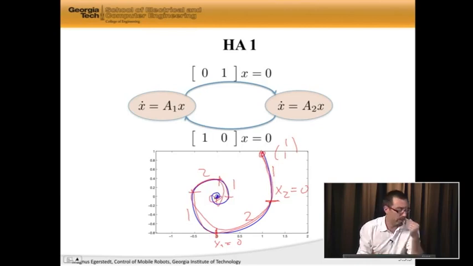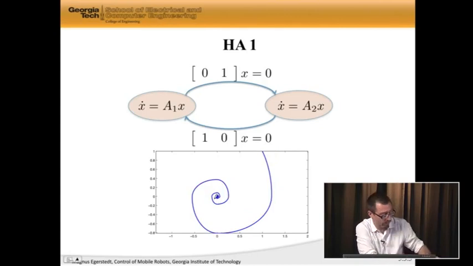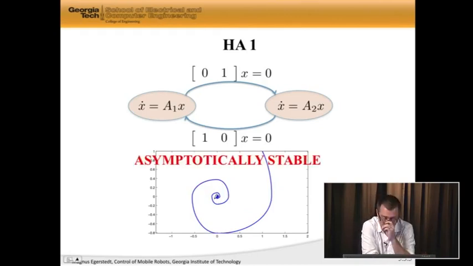And one thing that you're going to notice then is that we're actually ending up at the origin at a much faster rate. So this system is not just asymptotically stable, it's asymptotically stabler, which is not a word, by the way, than the original systems because it actually converges at a faster rate. So by switching, we were able to get to the origin faster.